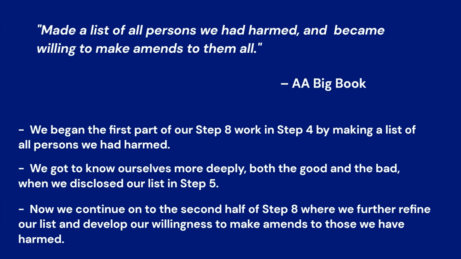In Step 8, we made a list of all persons we had harmed and became willing to make amends to them all. We began the first part of our Step 8 work in Step 4 by making a list of all persons we had harmed. We got to know ourselves more deeply, both the good and the bad, when we disclosed our list in Step 5. Now we continue on to the second half of Step 8, where we further refine our list and develop our willingness to make amends to those we have harmed.